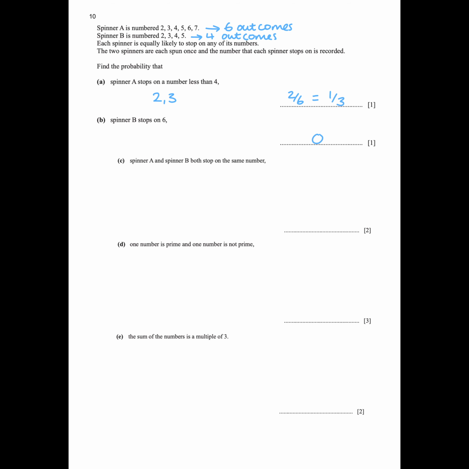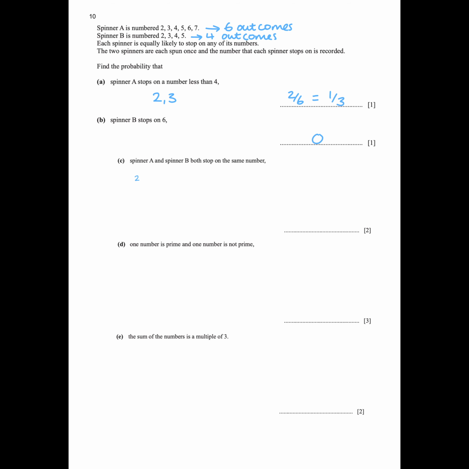Spinner A and B both land on the same number. And then looking ahead, one number is prime and one is not prime. So both of these require us to look at both of the 2 spinners at the same time. So it's going to be useful for us to draw a probability sample space, so that we can look at the 2 different things happening.